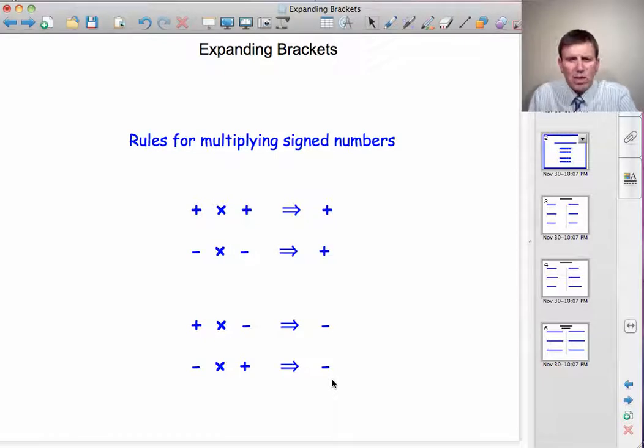But there's another way of thinking of this. Let's have a look at this sign here. If I look at that sign and I multiply it by a plus, what's happened to it?